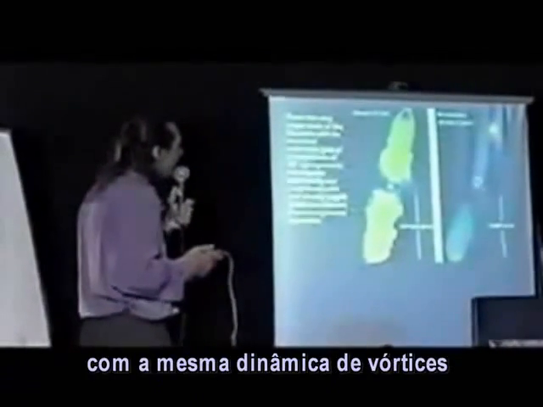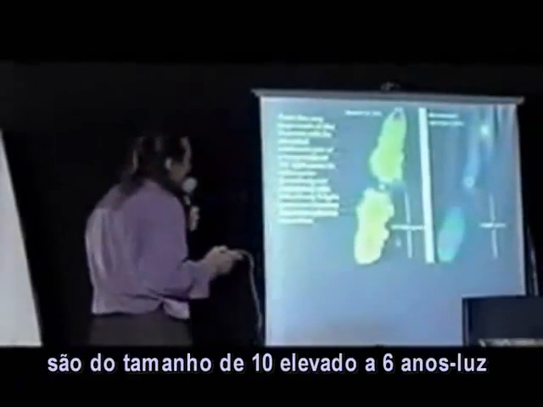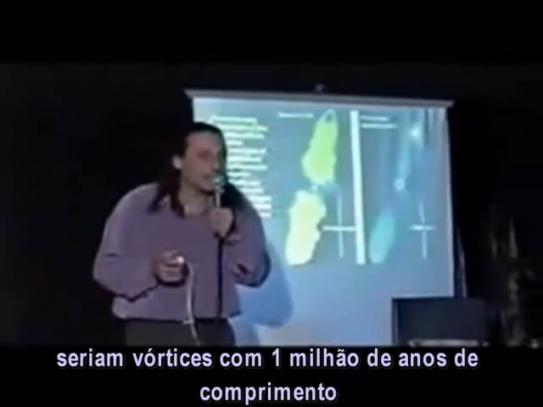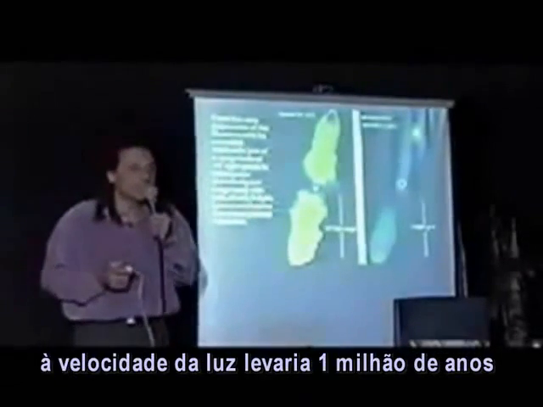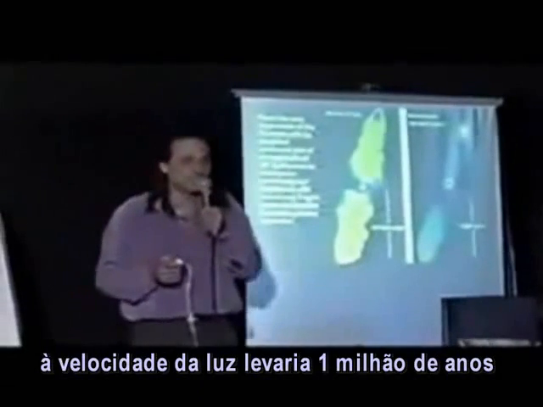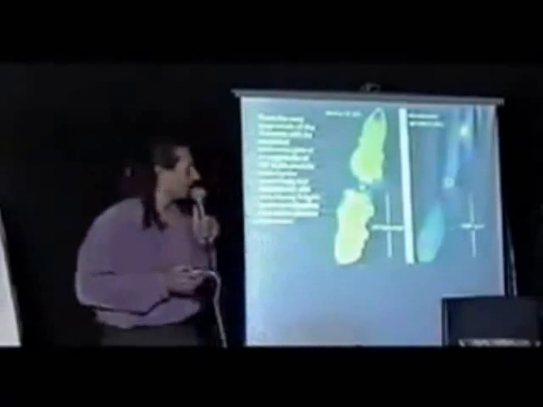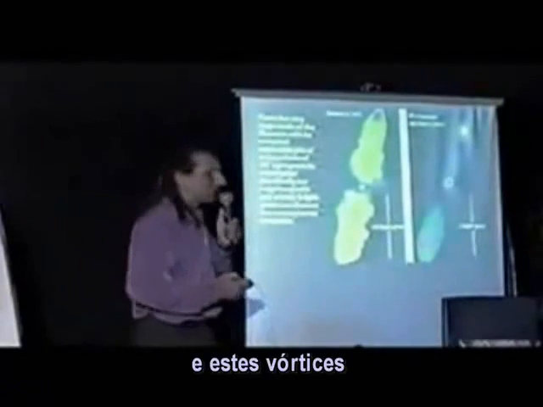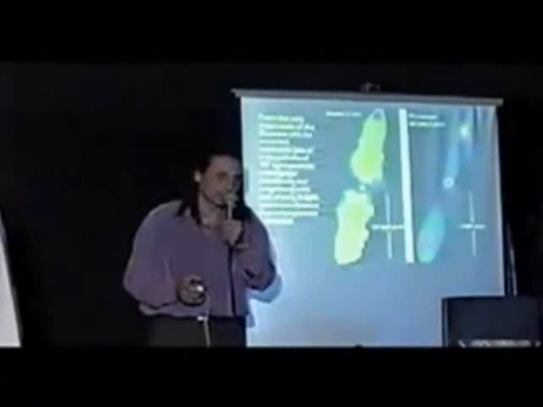But here's a quasar with the same dynamical vortices going towards the singularity. Now, these vortices are 10 to the 6 light years. That's a 1,000,000 light year long vortex. You know, 1,000,000 at the speed of light, right? It would take you 1,000,000 years to get to the end of that vortex. Okay, and that's only half. And that vortex is spinning at near the speed of light.